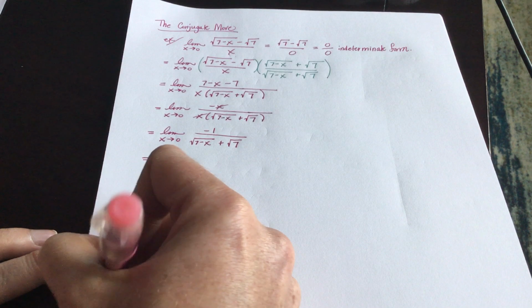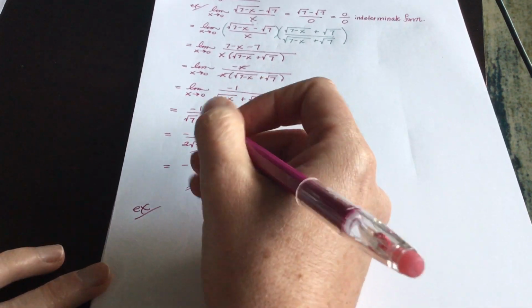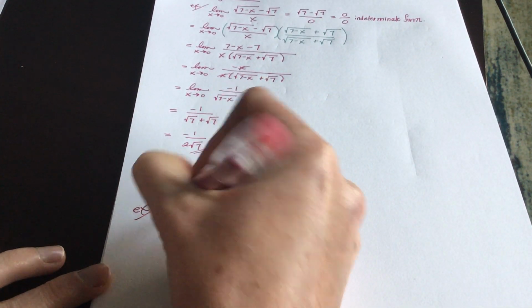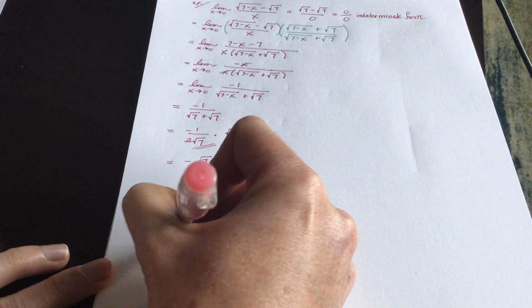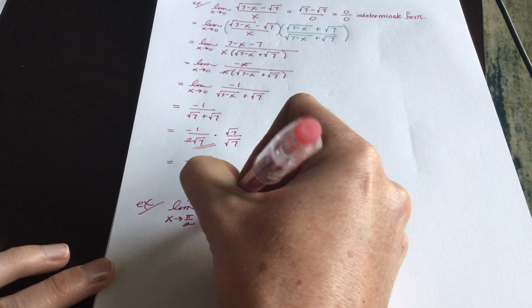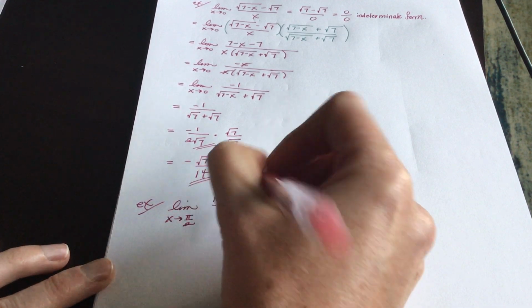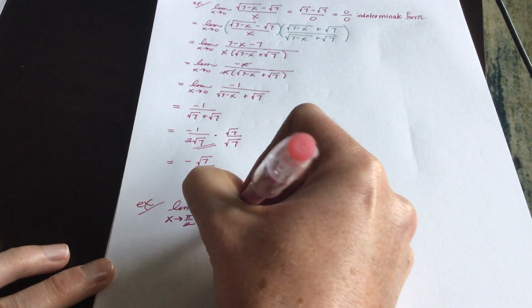Another example of the conjugate move would be something along the lines of the limit as x approaches pi over 2 of 1 minus sine of x over cosine of x.